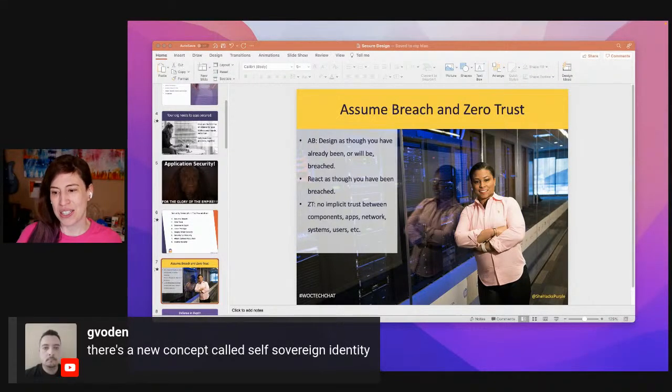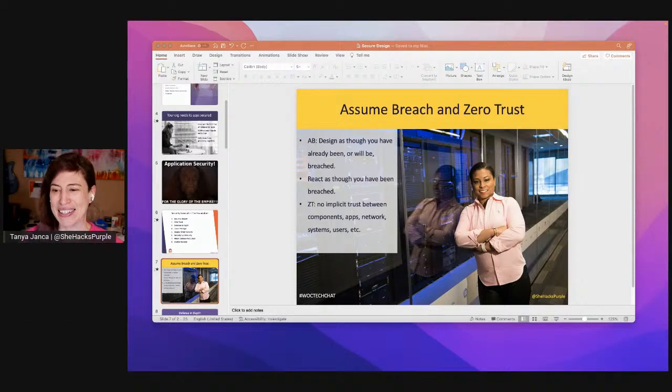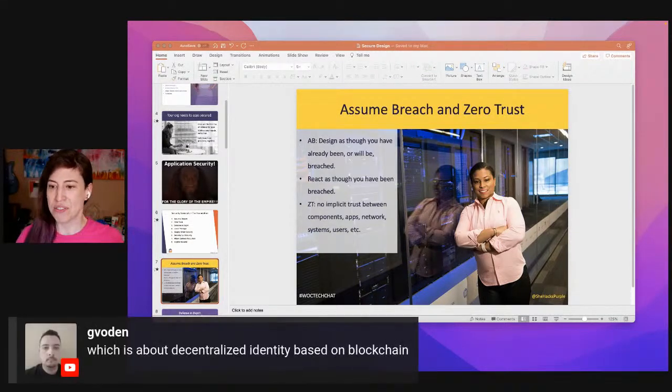So G. Voden is saying there's a new concept called self-sovereign identity. Ooh, that sounds like it might be related. I feel like this type of design can be applied anywhere. So for instance, sometimes if you're designing a web app or some sort of technical system, there's another comment from him, but I can't see it. Okay. Oh, okay. So self-sovereign identity is about decentralizing identity based on blockchain.